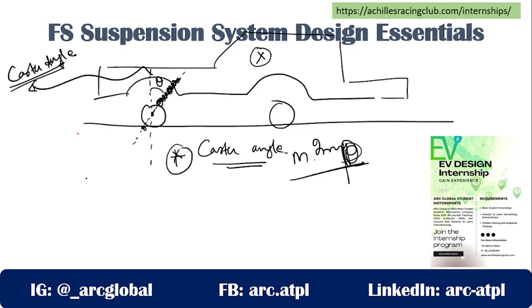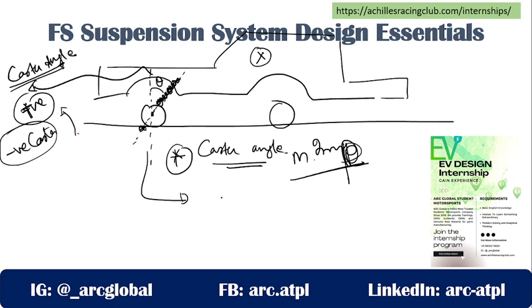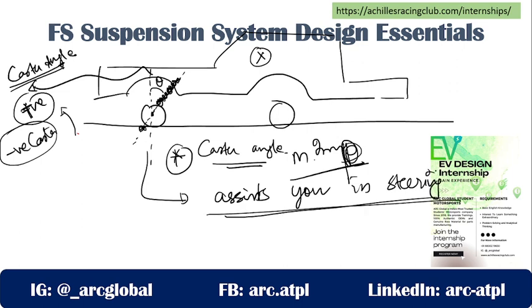Almost all the vehicles in the world have positive caster angle, except some special purpose vehicles where we have negative caster or zero caster. Now, positive caster assists you in steering. How does it do so? By creating a reaction force, a reaction moment to steer the vehicle.